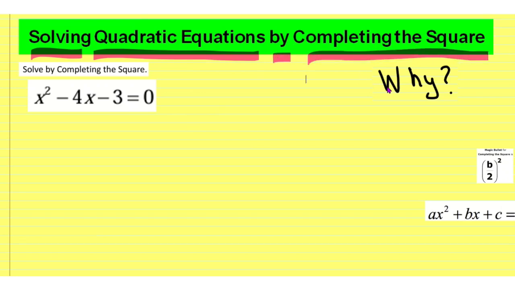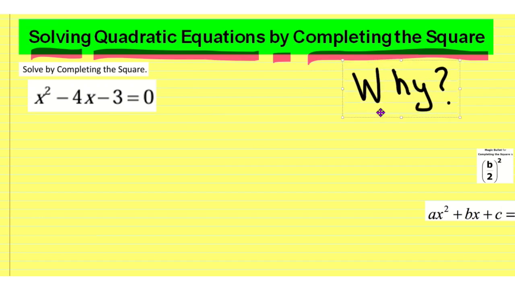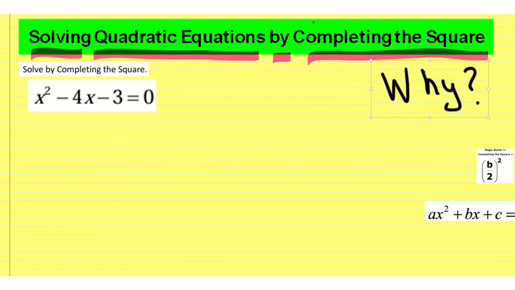But the first thing I want to talk about is why. Why do we need to learn how to complete the square? Well, there are some quadratics, and that is what this is: x squared minus 4x minus 3. It has an x squared term, which means this is a quadratic equation. And typically, we learn to factor quadratic equations in order to solve them. But some quadratic equations in this format cannot be factored.